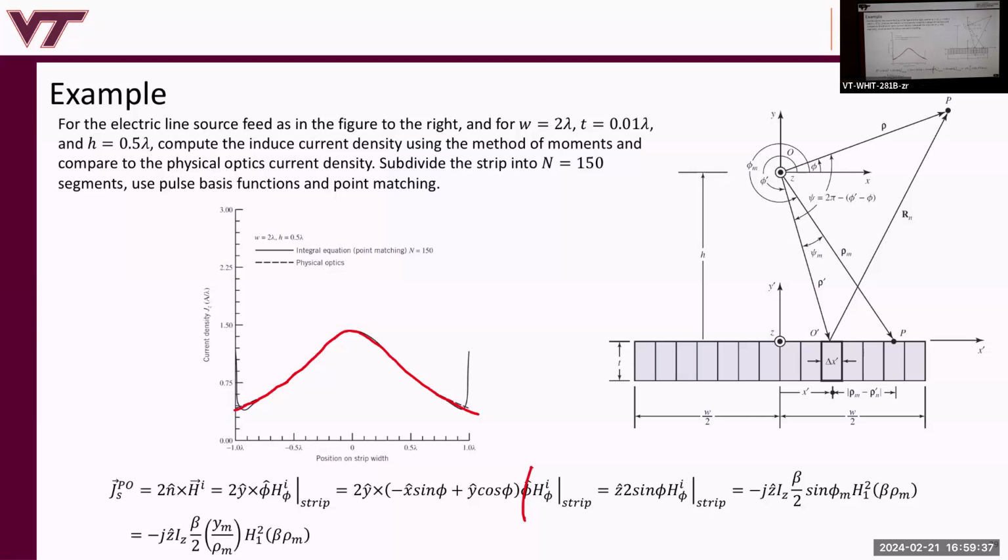So this is using point matching, not any testing function. Point matching is like delta function testing functions, but yeah, point matching. Point matching and pulse basis functions. So it does pretty good, right? And it gives us a numerically exact current, right? And this approach is not restricted to particular canonical geometries.